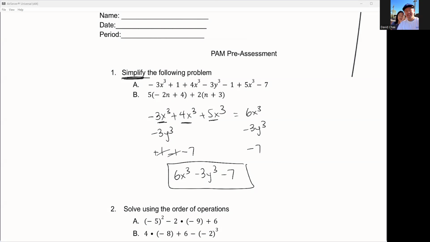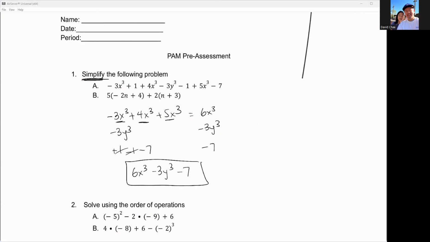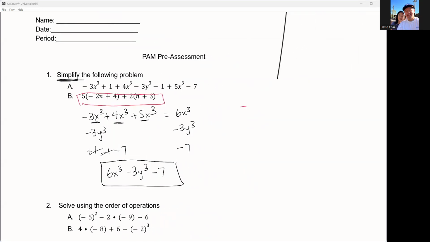Letter B right here. Distributive property, that's really big. Negative 10n plus 20 plus 2n plus 6. Make sure you multiply both numbers. So it'll be negative 8n plus 26, and that's it. By the way, try to put a rectangle around the answer so that I know what the answer is. Sometimes I can't really see it.